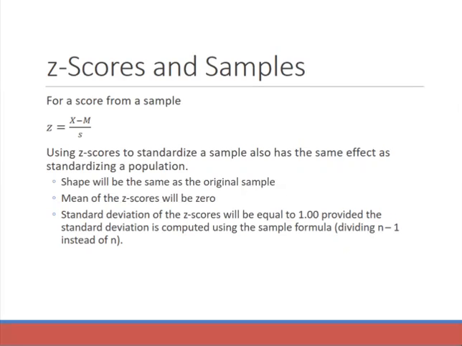The formulas are the same, except that the sample mean and the sample standard deviation are used in place of the population mean and standard deviation. Okay, so if you use a z-score to standardize a sample, it has the same effect as standardizing a population. The shape is going to be the same as the original shape. The mean of the z-scores will be 0. The standard deviation of the z-scores will be equal to 1, assuming that you calculated your standard deviation correctly.